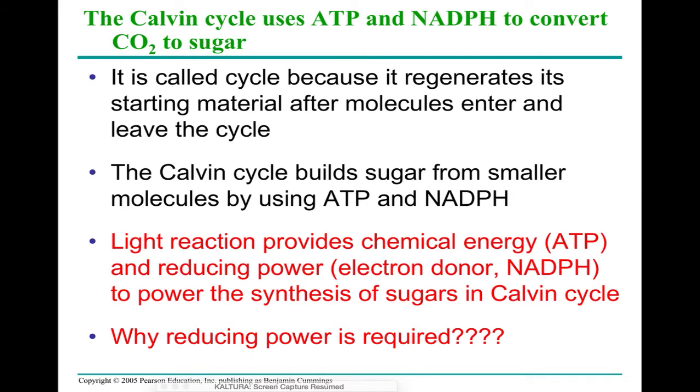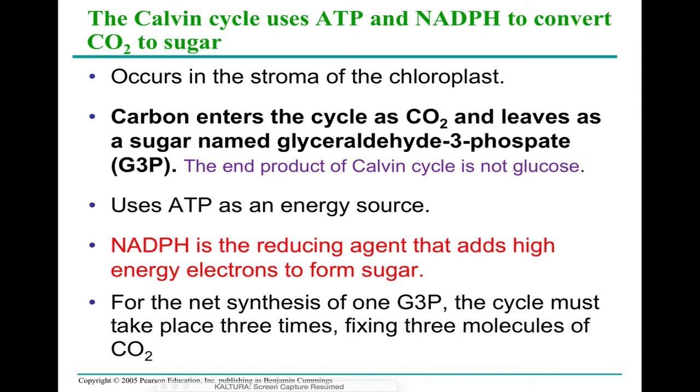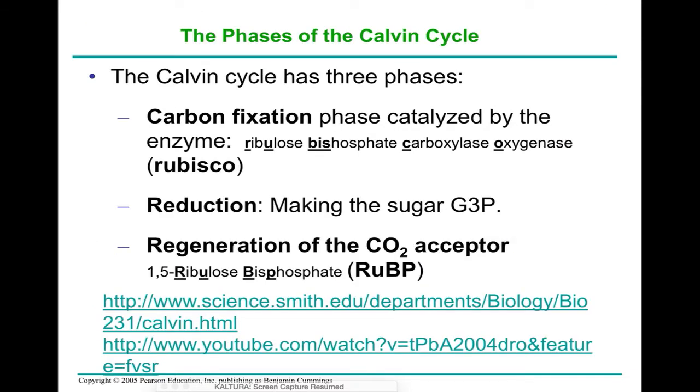Okay, so let's see how plants use a Calvin cycle to make sugars. Calvin cycle has 3 phases. The 3 phases of Calvin cycle are carbon fixation, reduction, and regeneration of the carbon dioxide acceptor, RuBP sugar. Carbon dioxide is added to a sugar called RuBP. And who is going to add this carbon dioxide to RuBP? It is an enzyme called rubisco.